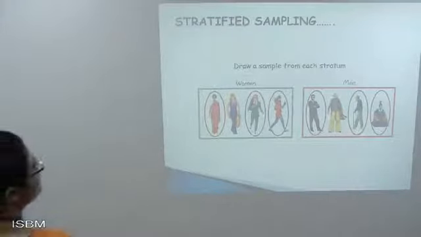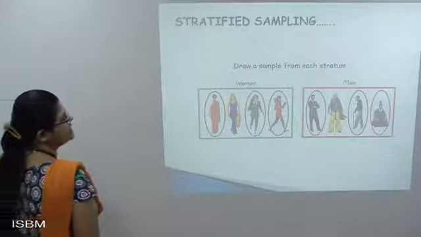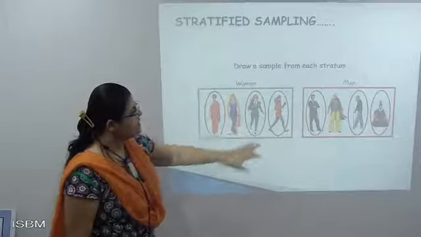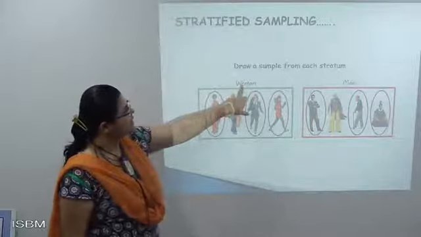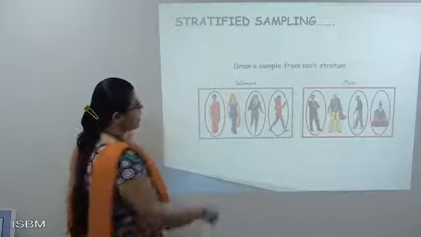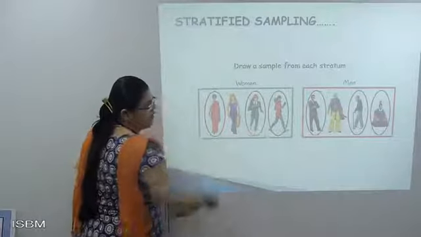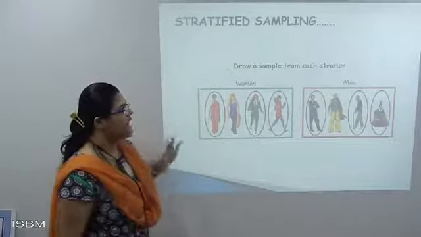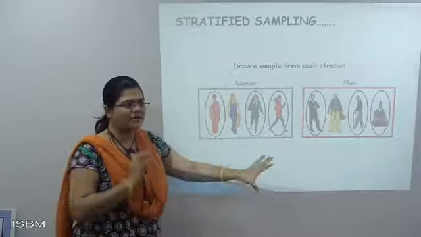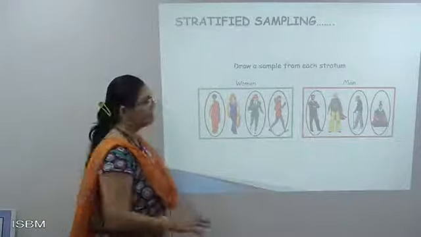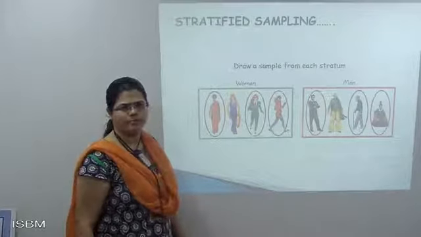Now see, here I have given: draw samples from each stratum. You can say different clothes are worn by women and by men. So I just make a circle, and from this circle I'll keep this person like that, this person like that. I'll distinguish each and every person, and finally I'll randomly select any person.